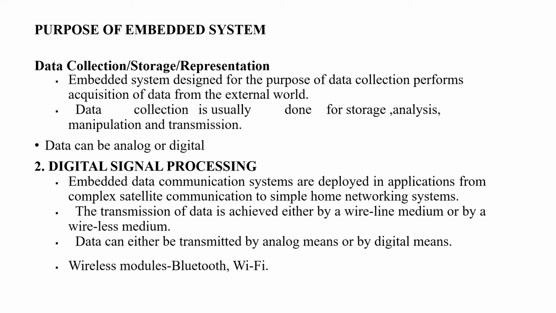So suppose we have some satellite communication problem in sending some data, a signal problem. By using this embedded data we can rectify it. Yes, for simple home networking systems also we can use it. Here the data we are sending is achieved either by wireline or wireless, so everywhere the data we are using goes over a wire or wireless.